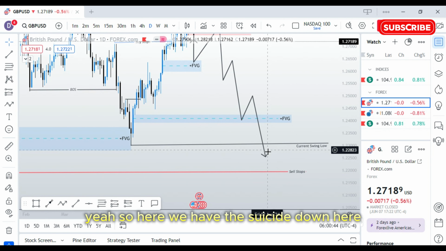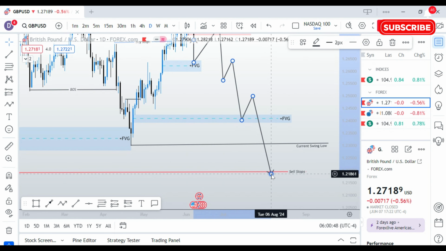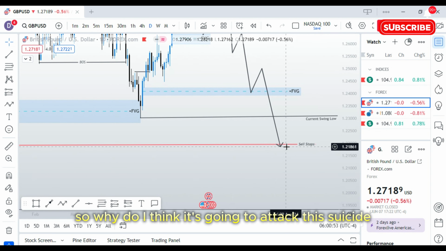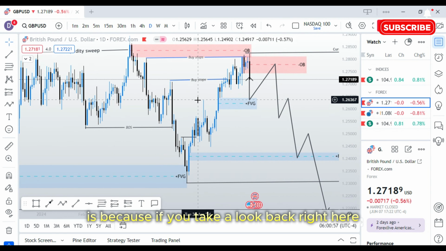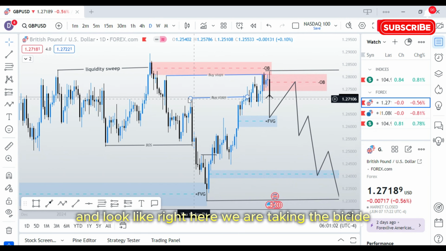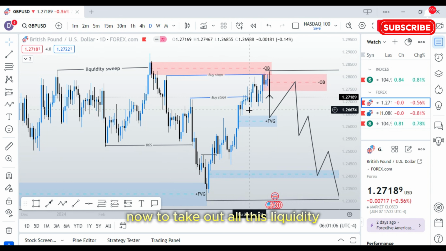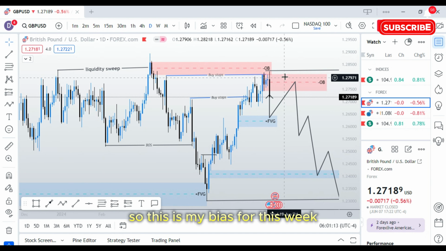So here we have the sell side down here. Why do I think it's going to attack this sell side? It's because if you take a look back right here, we have the buy side taken, and then we are pushing lower now to take out all this liquidity that is sitting right here. So this is my bias for this week.